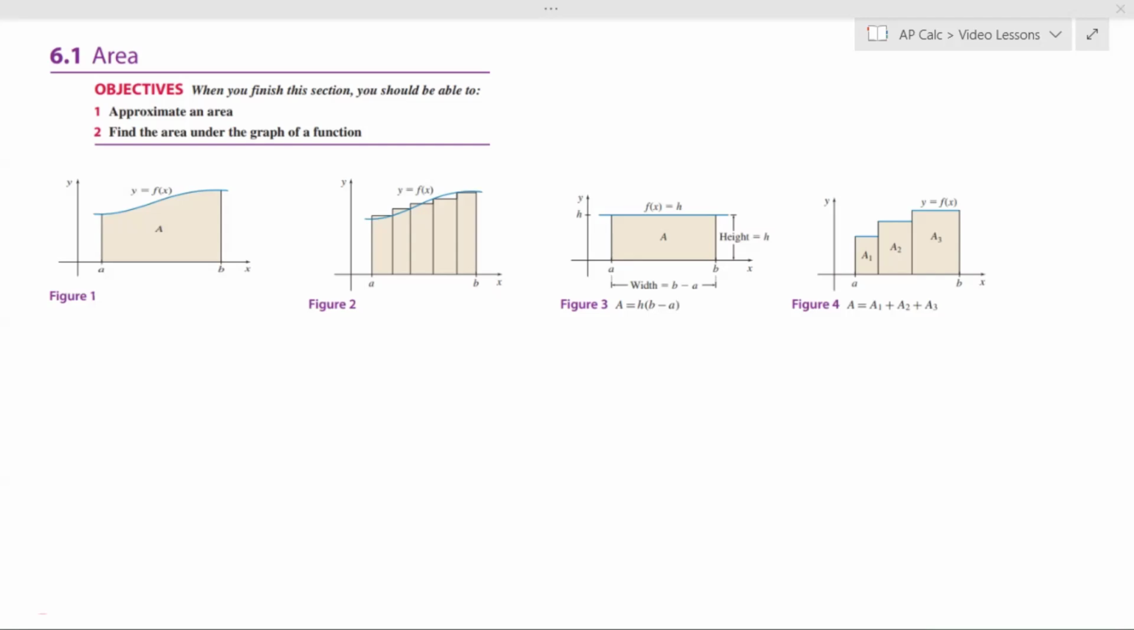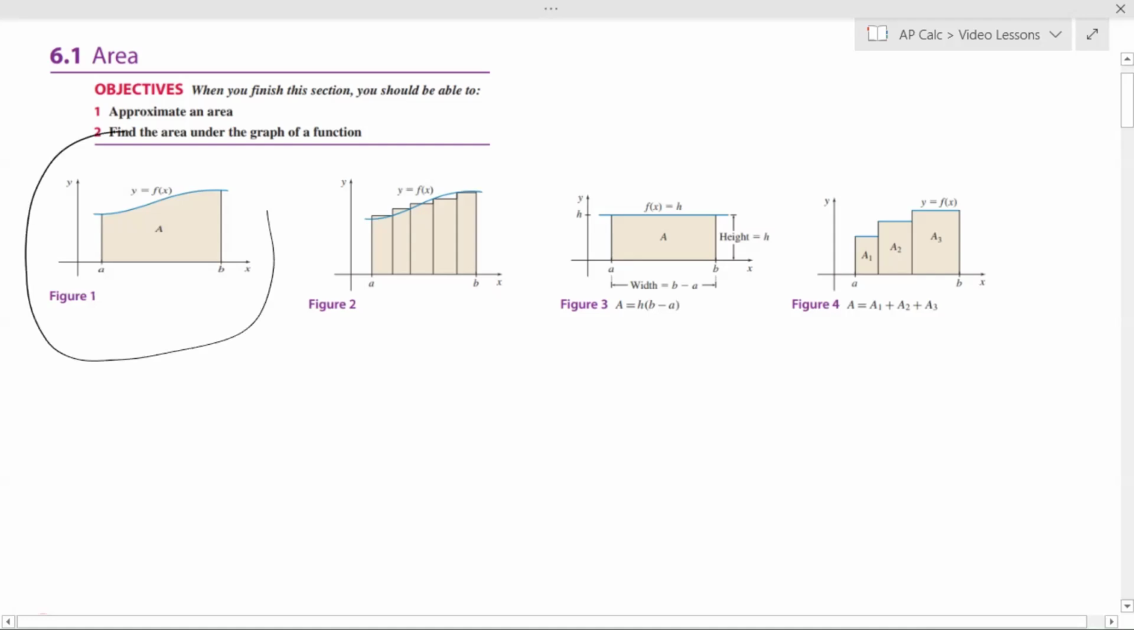Now, the area problem asks, given a function f defined and non-negative on a closed interval a to b, what is the area, we'll call it capital A, of the region bounded by the graph of f, the x-axis and the vertical lines x equals a and x equals b. So if we look at figure one here, you have this region A bounded on the top by the blue graph of the function f, the x-axis and the vertical lines x equals a, x equals b.